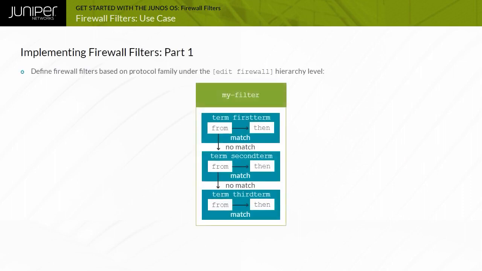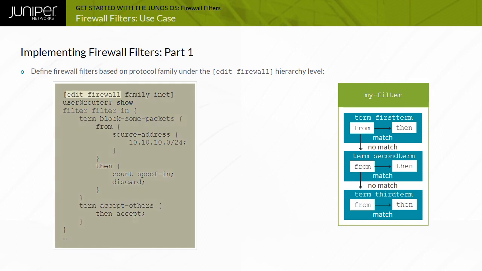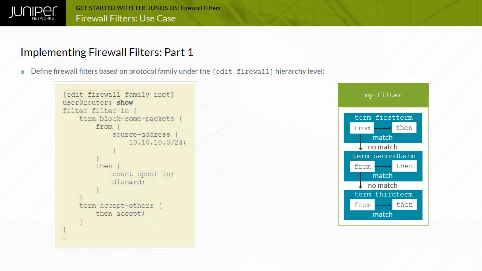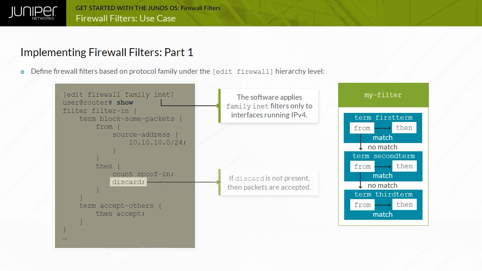Implementing a firewall filter requires two distinct steps. The first step is to define the firewall filter. In Junos OS, you define firewall filters under the edit firewall hierarchy level. Because Junos OS supports multiple protocol families, you must navigate down to the appropriate family hierarchy level. This sample illustrates an IPv4 firewall filter defined under the edit firewall family inet hierarchy level. If discard is not present, then packets are accepted.